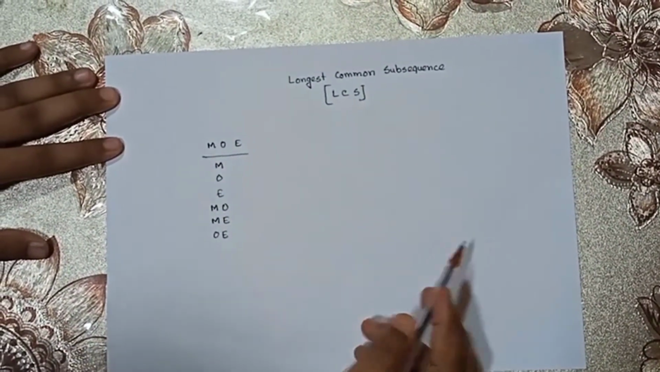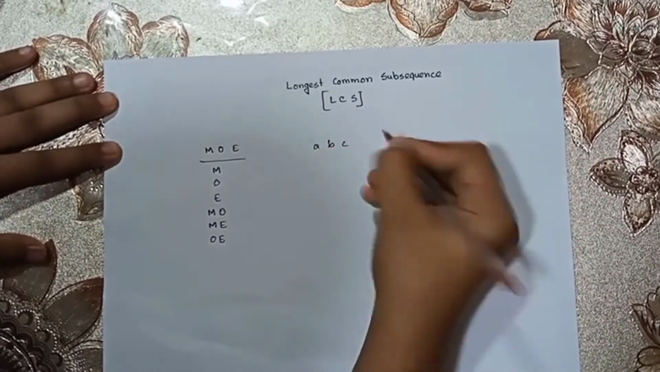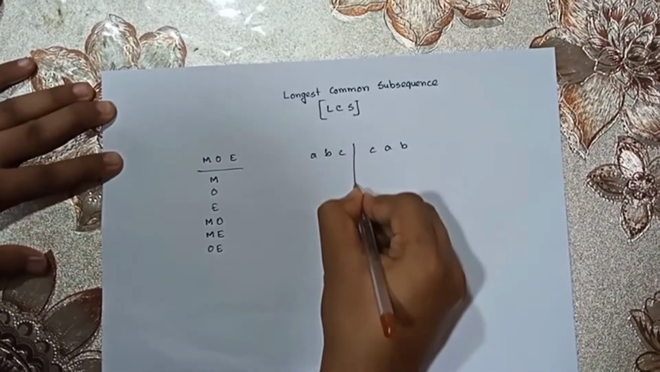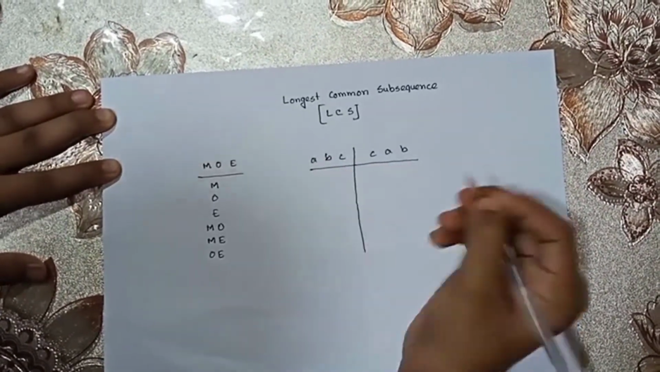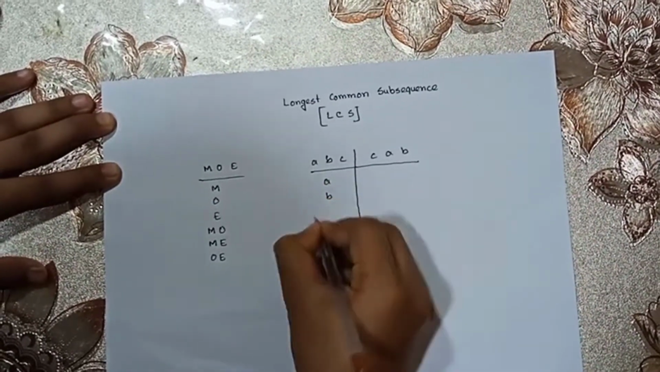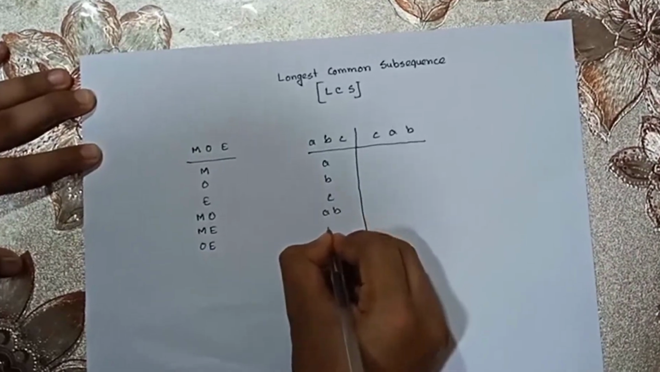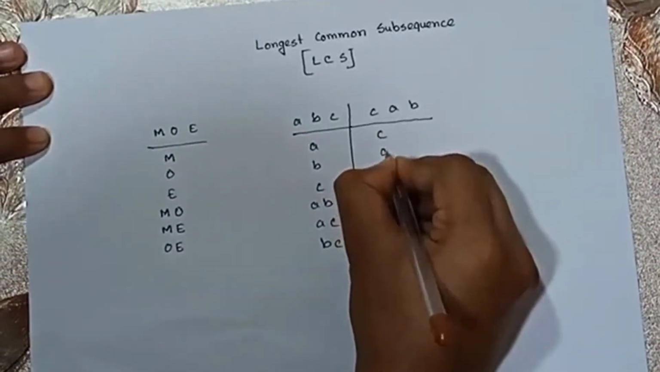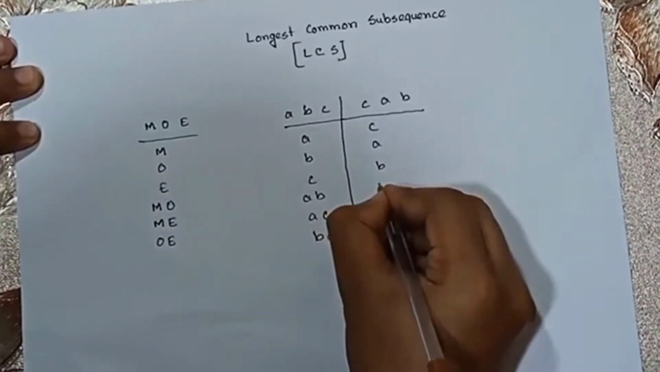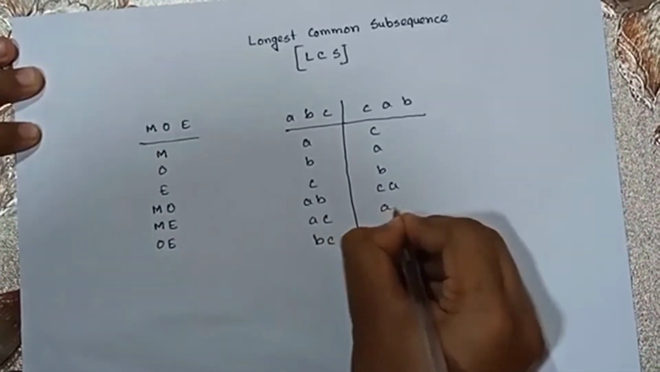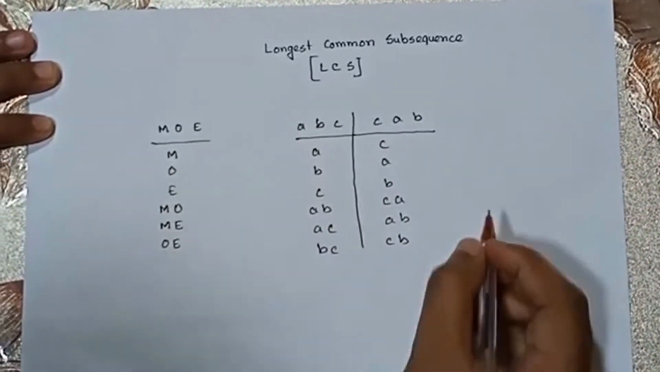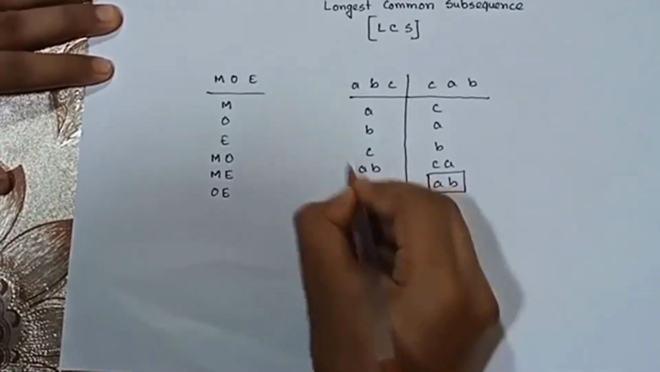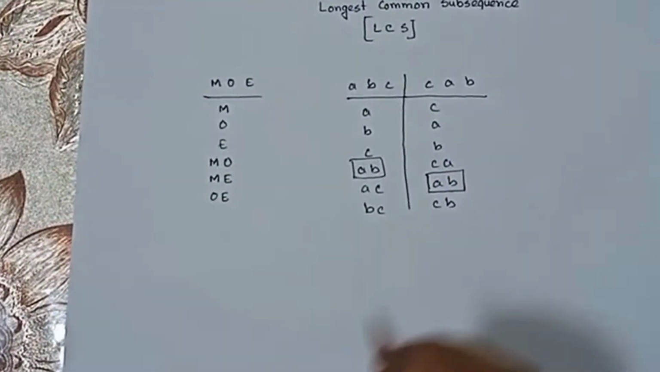Let's take two sequences, A, B, C, and C, A, B. Comparing both sequences, the subsequences from A, B, C are A, B, C, A, B, A, C, and B, C. And from C, A, B they are C, A, B, C, A, C, B, and A, B. From the maximum length, the common subsequence of both of them is A, B, because we get A, B on both sides, and it is the maximum subsequence.